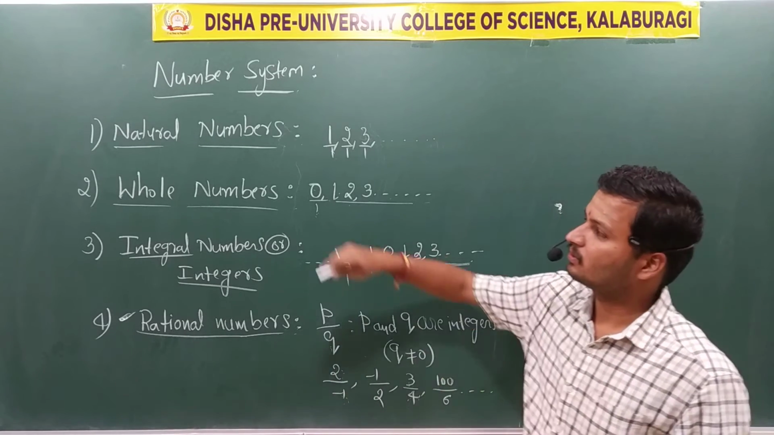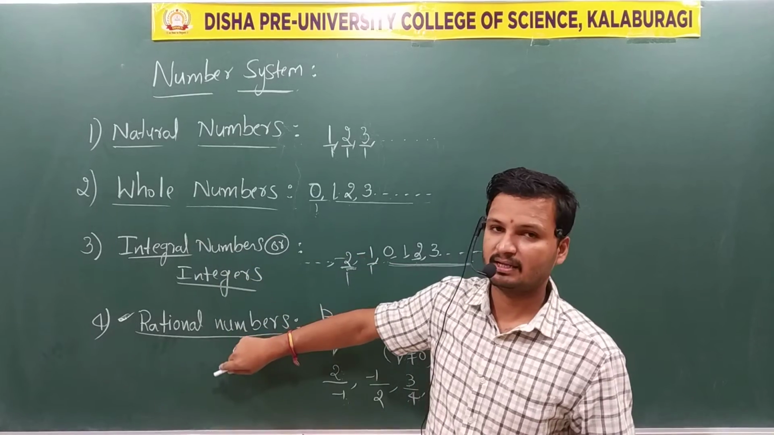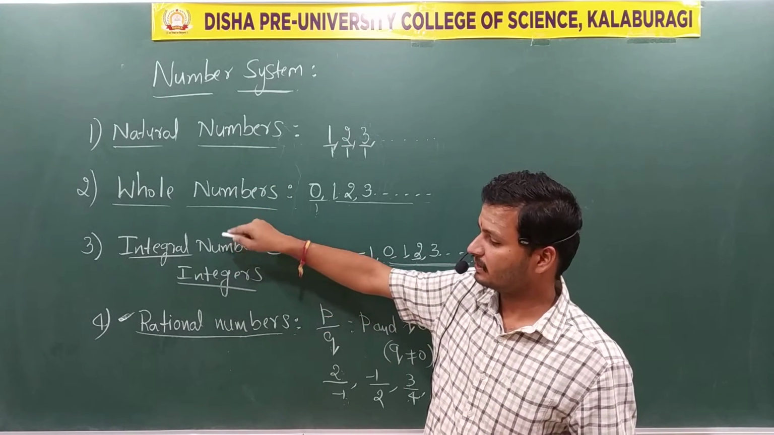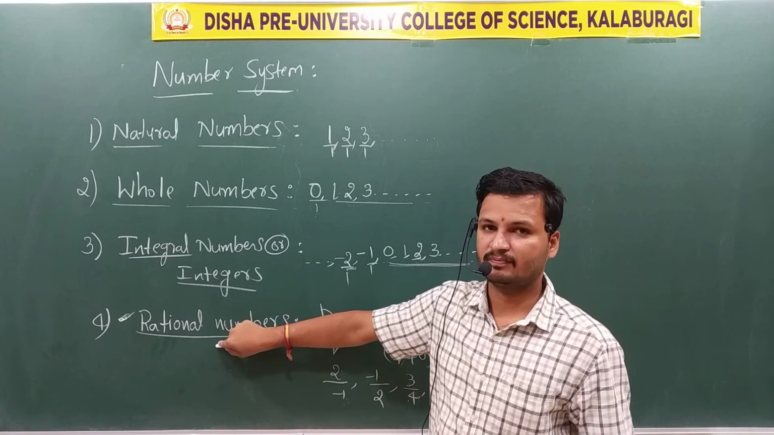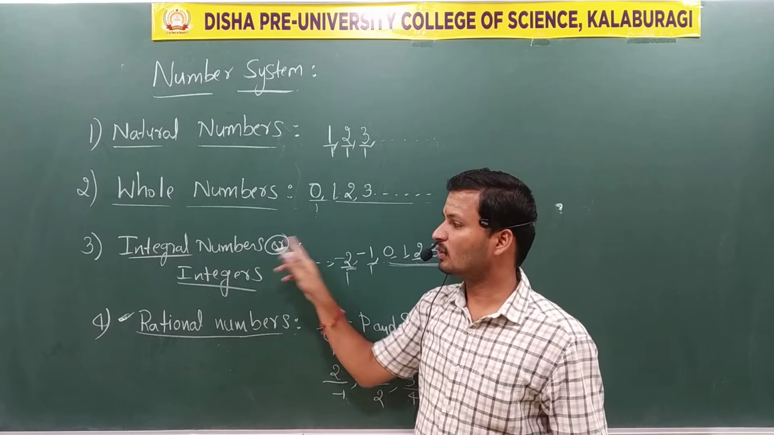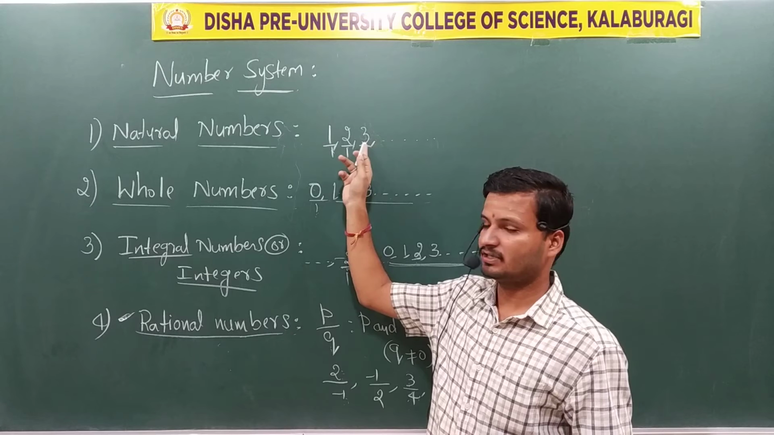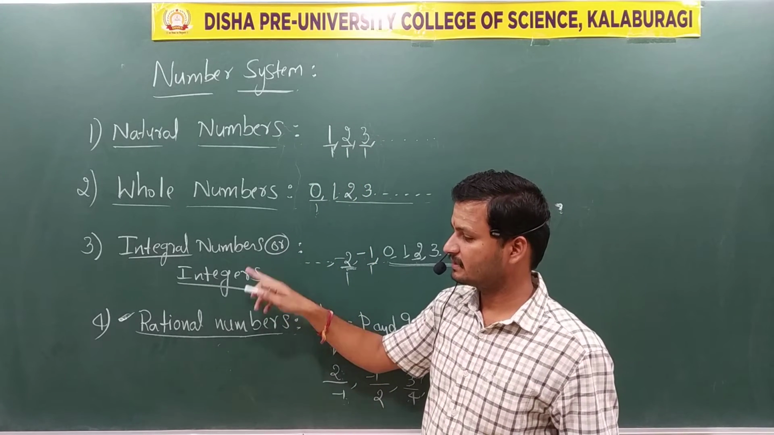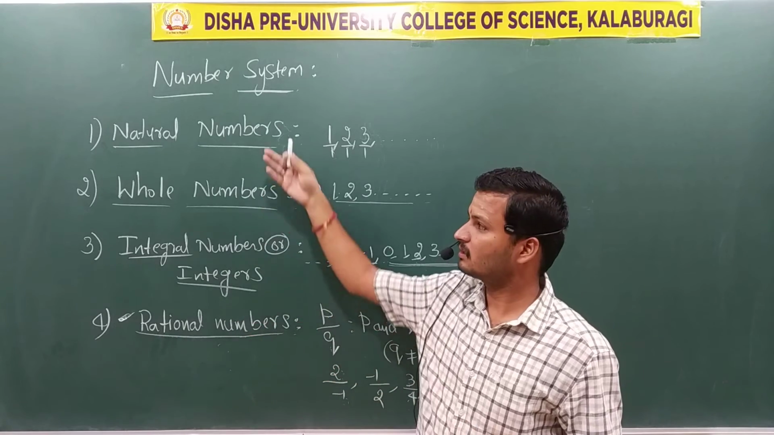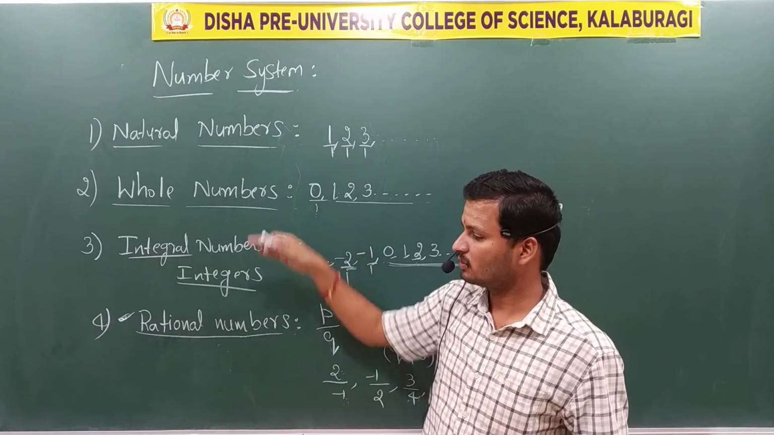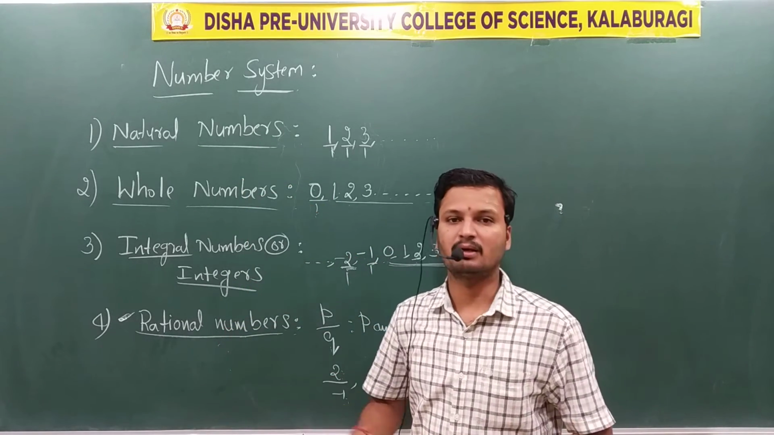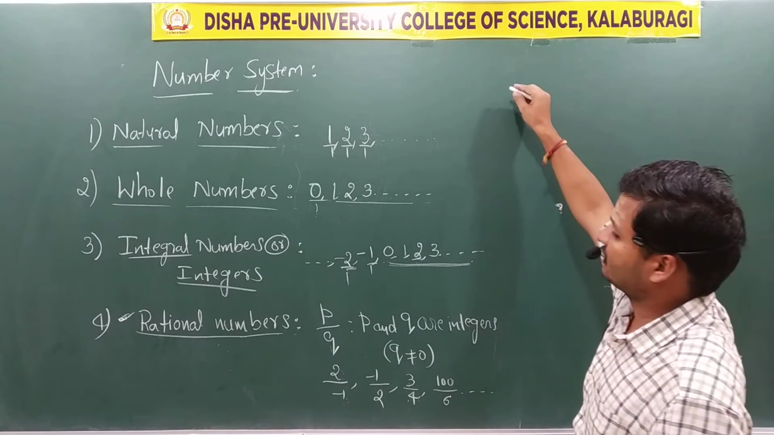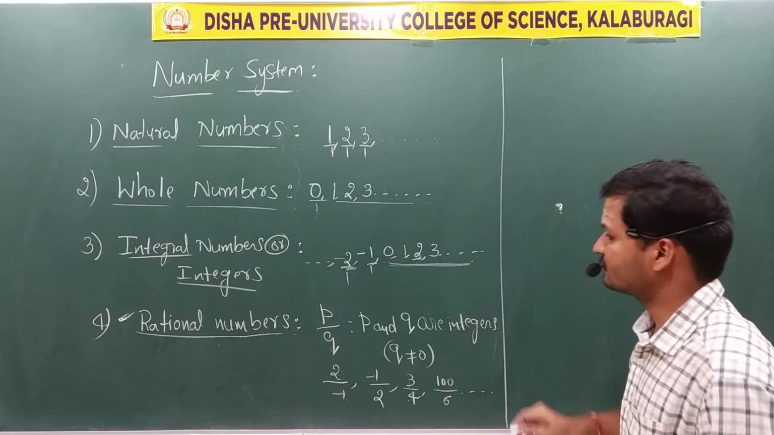Okay? So all natural numbers are rational numbers. All whole numbers are rational numbers. All integers are rational numbers. In integers, whole numbers are also there, natural numbers are also there. So therefore, if all integers are rational numbers, obviously all natural numbers and all whole numbers are rational numbers. Okay? Yes.